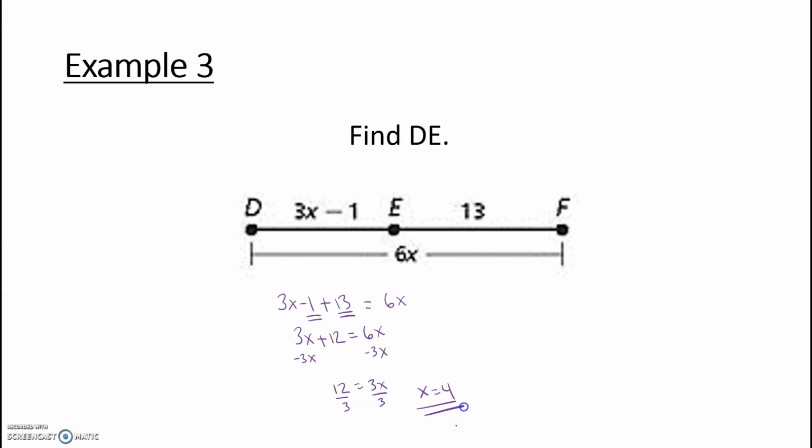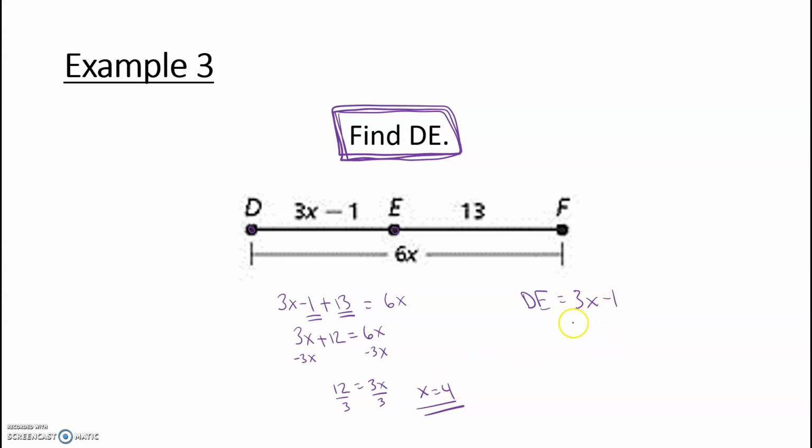Now, geometry is infamous for this. 4 is not the answer. Make sure you read. This is what gets people in trouble. If this was multiple choice, I guarantee 4 is in your answer choices, and I guarantee somebody will pick it, so be careful. Make sure you read the question. They want you to find DE. So we come back here, D to E, right? DE is 3x minus 1.